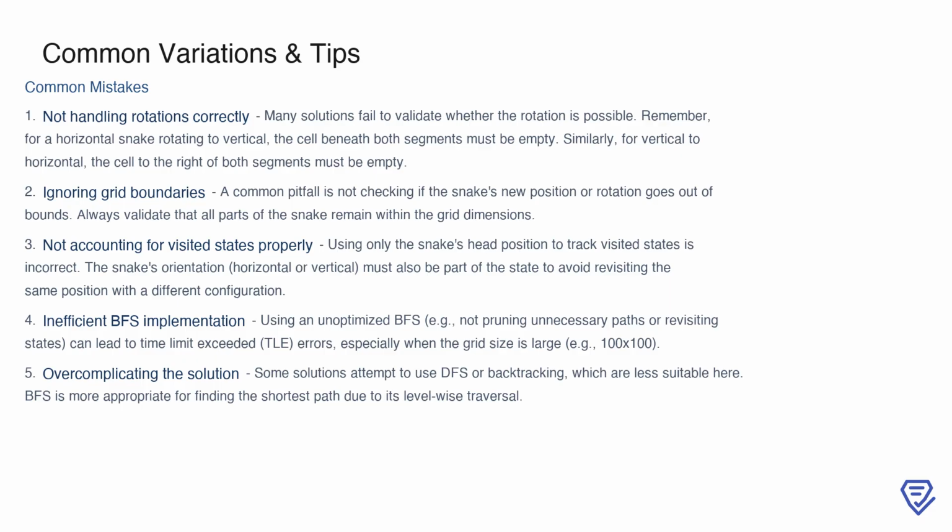First, not handling rotations correctly is a frequent issue. When you try to rotate a horizontal snake to a vertical one, both cells below the horizontal segments need to be empty. Similarly, for rotating a vertical snake to a horizontal one, the cells to the right of both segments must be unobstructed. Failing to validate these conditions can lead to incorrect solutions.